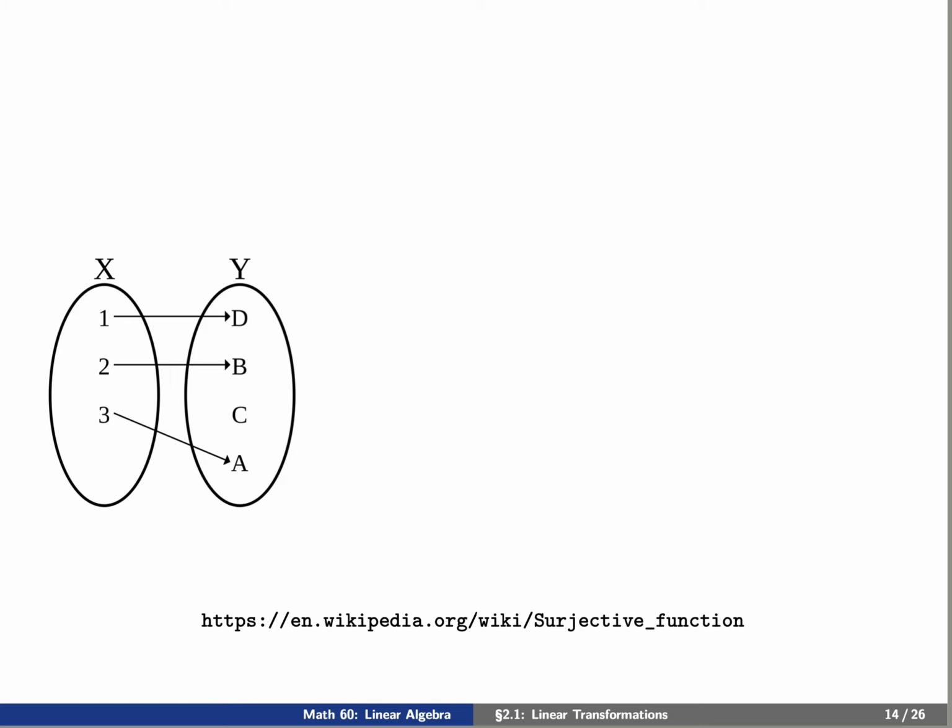However, this map is not onto because there exists at least one element in the codomain, namely the letter C, which doesn't come from any of the numbers in the domain. Again, our map here is well defined, 1 to 1, and not onto. So we would say that this map is not bijective.